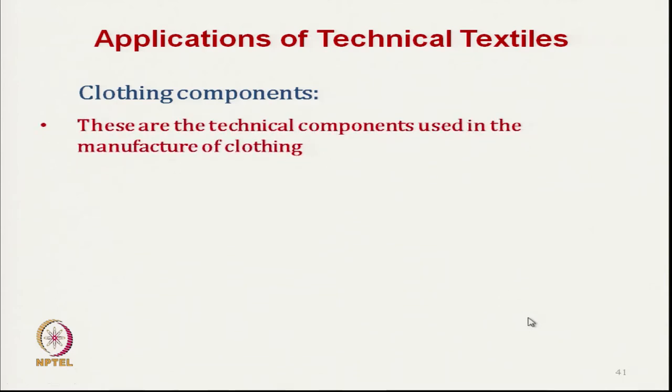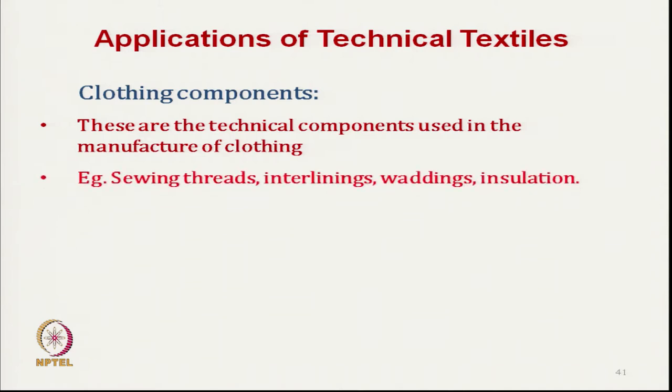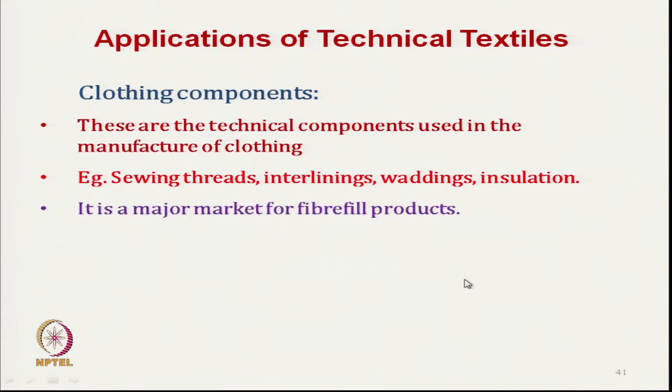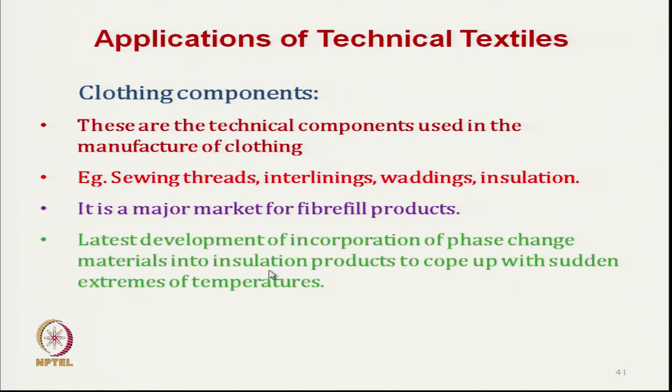In clothing components, apart from normal textile, we use technical textile products like sewing thread, interlining, insulation, wadding. These are technical textile products used in clothing components, fiber fill products. And the latest development is the incorporation of phase change materials into insulation products to cope with sudden extreme changes in temperature. So, the phase change materials, which are technical textile products, are being used as clothing components.